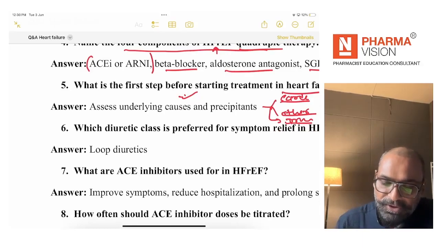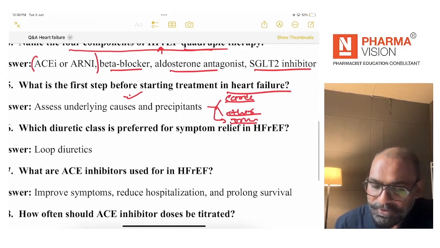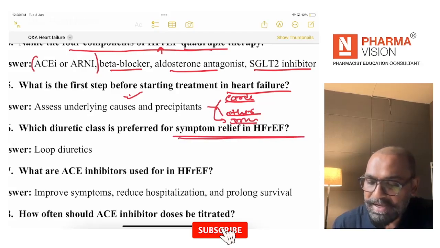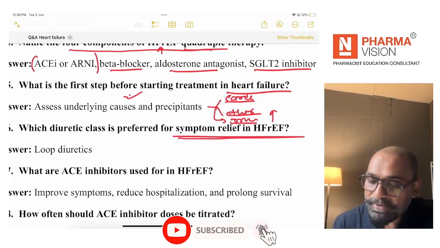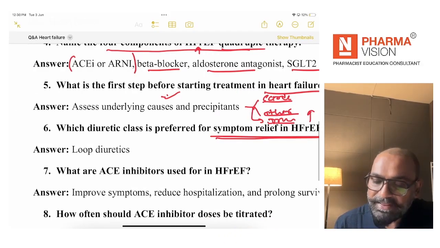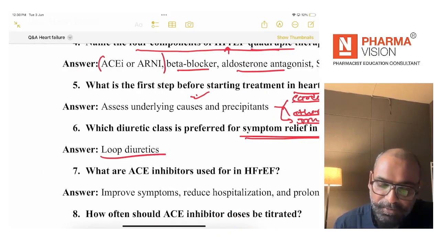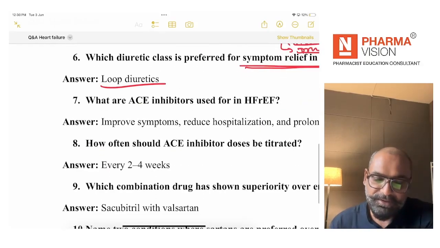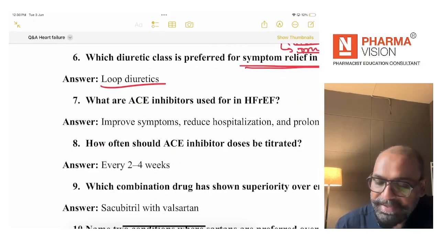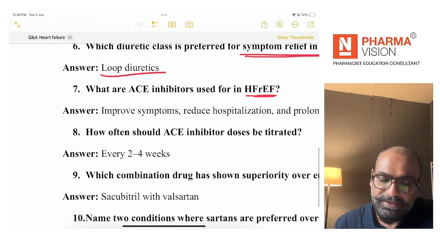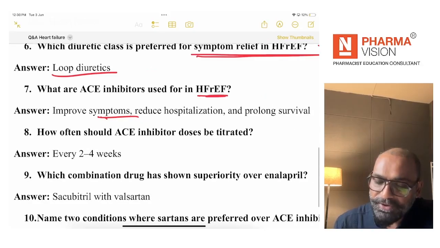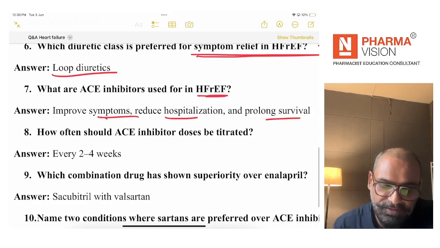Which diuretic class is preferred for symptom relief? Because the heart failure ejection fraction is low, fluid accumulates and that excessive fluid needs to be flushed out of the body, and that's why strong diuretics like loop diuretics are the important choice. What are the ACE inhibitors used for in reduced ejection fraction? They improve symptoms, reduce hospitalization and prolong survival.